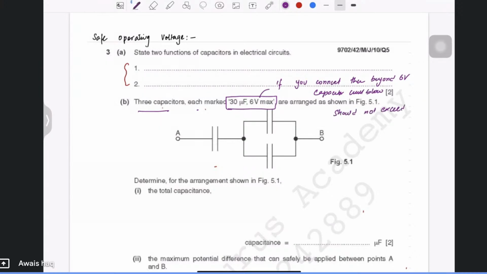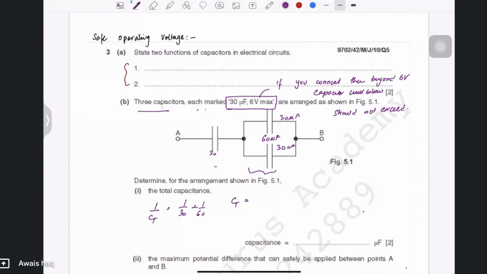Now there are 2 ways that we can handle this one. So let me just try and do it right now so you guys understand this. First of all, they say each one is 30, so you have to find the total one. So here this will be 30, this will be 30. In parallel you just add them up. It means the total is 60 and this is 30. So we can find the total using 1 upon 30 plus 1 upon 60. And the C total is going to be, what do you guys say? 20. Okay, 20 microfarad.